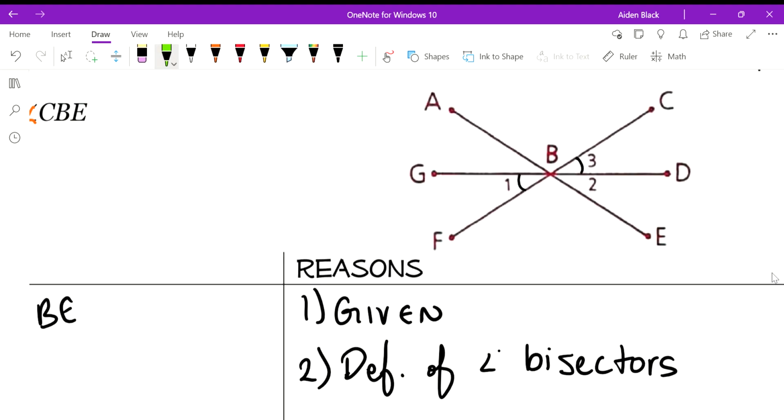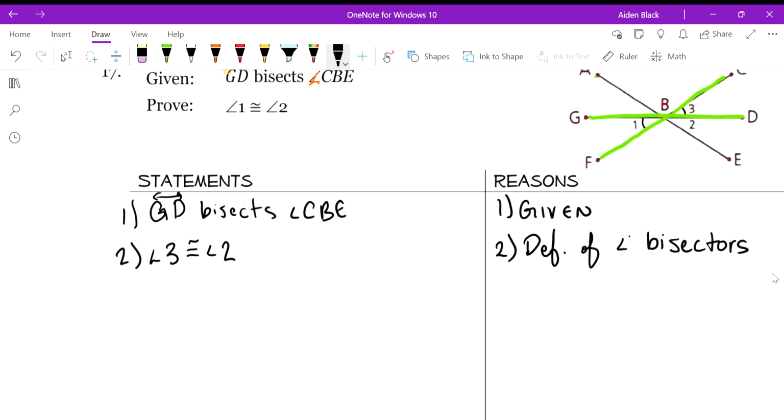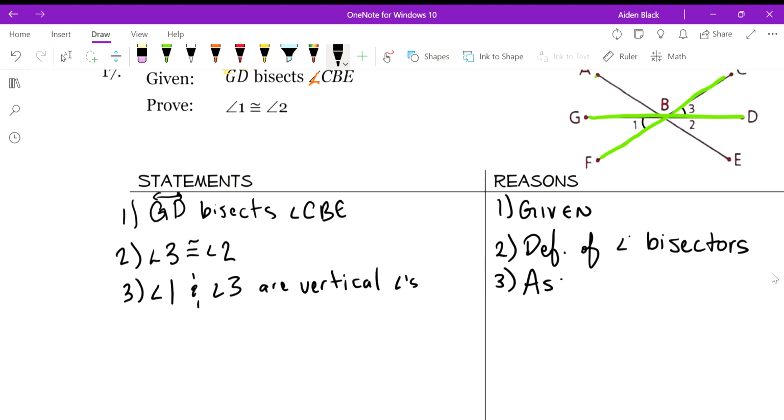You should notice that when two lines cross, we'll just focus on these two lines, that they create vertical angles. Those are the angles opposite of each other. So I'm going to point out in this step, my third statement is going to be that angle 1 and angle 3 are vertical angles. Do you know the reason for me being able to state this? Vertical angles are something that we can assume from the diagram.